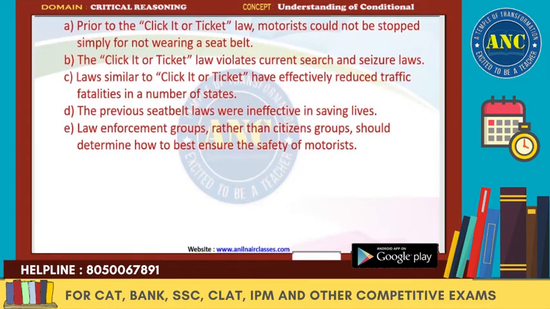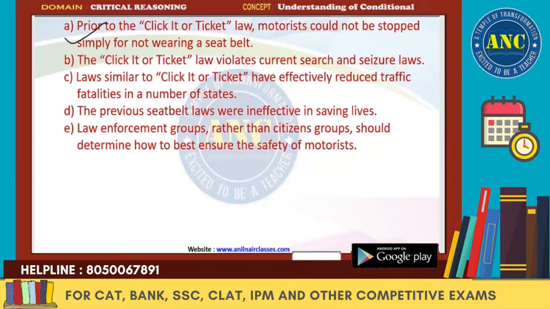So according to the options, the first one says, prior to the click it or ticket law, motorists could not be stopped simply for not wearing a seat belt. Now the entire controversy is based on the new law that allows motorists to be cited, even in the absence of additional infraction. Hence, it follows that prior to the passage of this law, an additional driving infraction must have been necessary in order to stop and cite an individual for not wearing a seat belt. Hence, option A is the correct one.